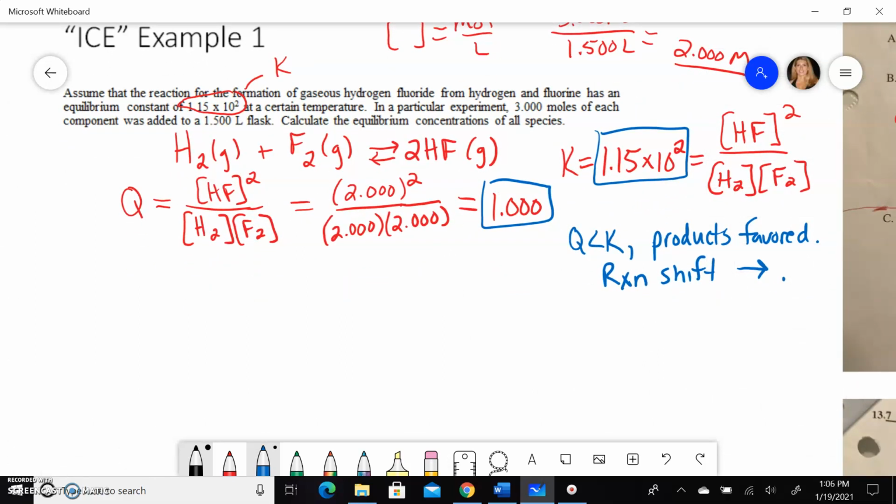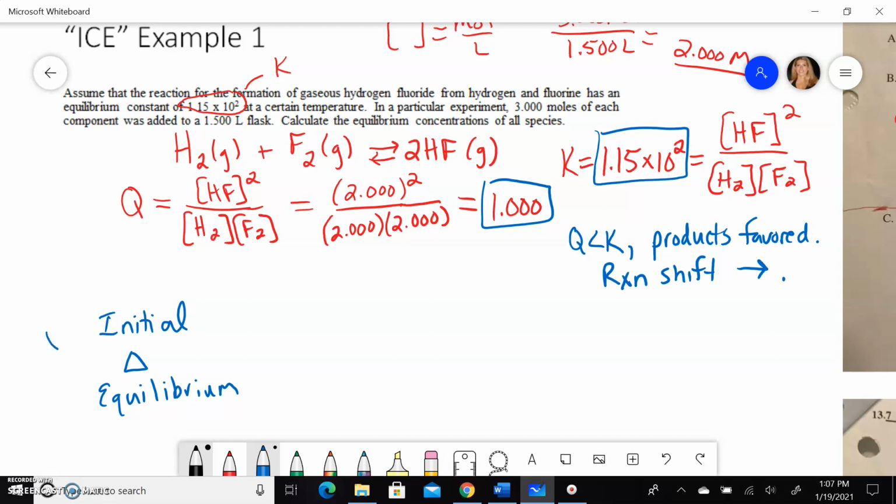And ICE stands for your initial amount, delta stands for the change, and then the amount at equilibrium. So we're going to start with a certain amount of our chemicals. We have, in this case, 2 molar of all 3 of those things. Then something is going to happen. So the reaction is going to shift in one direction, means it's going to go faster in one way than the other, until it reaches equilibrium. And then once that change has happened, then it has reached equilibrium.